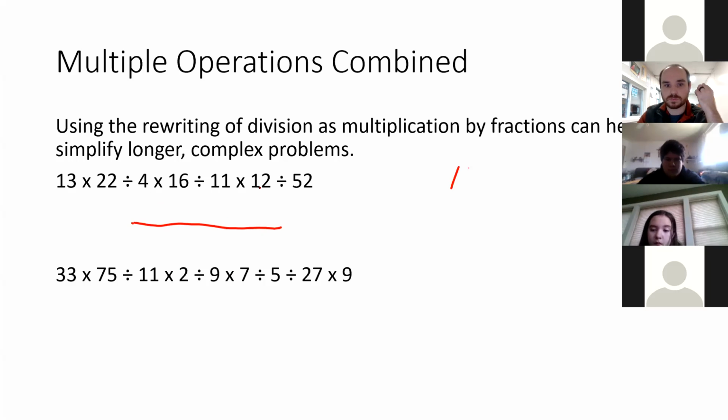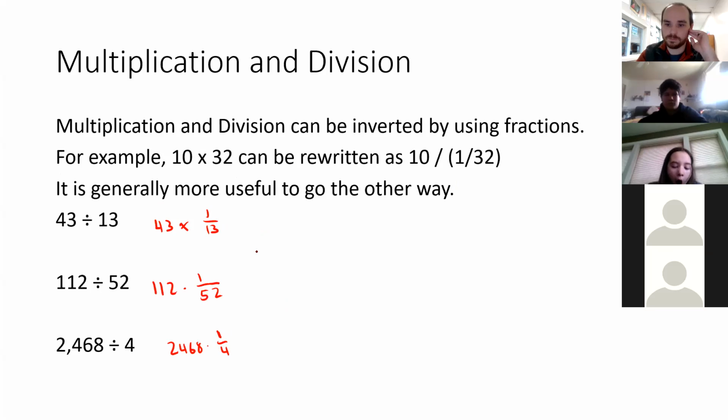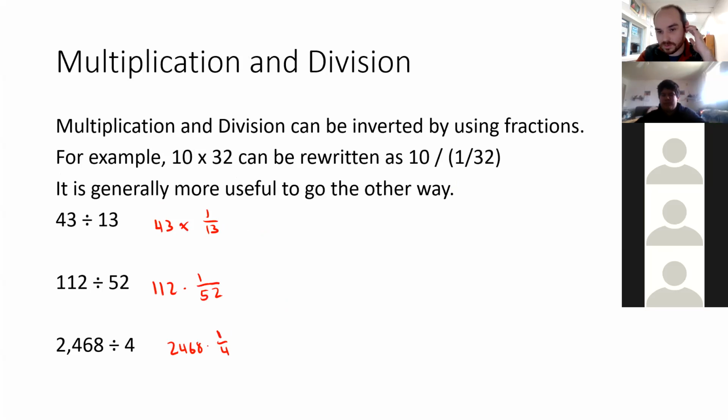Can you slow down a little bit? Oh, yep, sure. Did you miss stuff here? I missed the 112 and the 52 and the 2,468 divided by 4. Look at the Zoom thing, it might be lagging for him. I know, it's just not moving fast enough. So give it a second. Sorry, I'll let you guys have a chance to write it down.